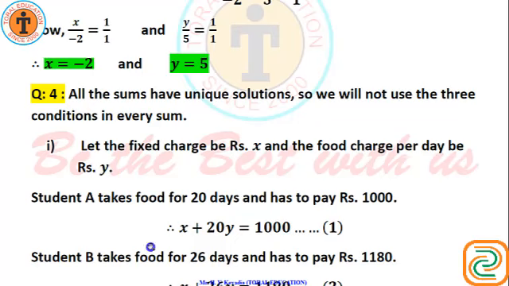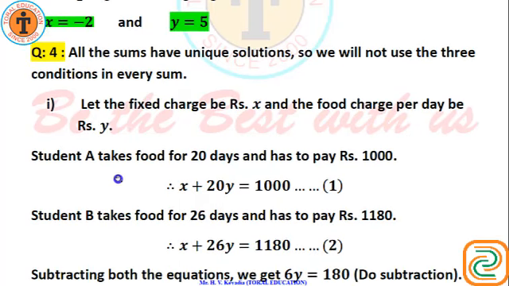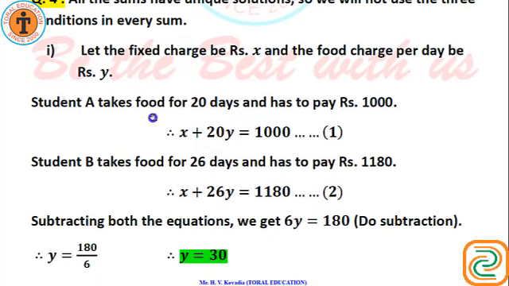So first, let the fixed charge be rupees x and the food charge per day be rupees y. Student A takes food for 20 days and has to pay rupees 1000. So the fixed charge should be applied and the charge per day should be applied. She has taken for 20 days, so x plus 20 into y equals 1000.